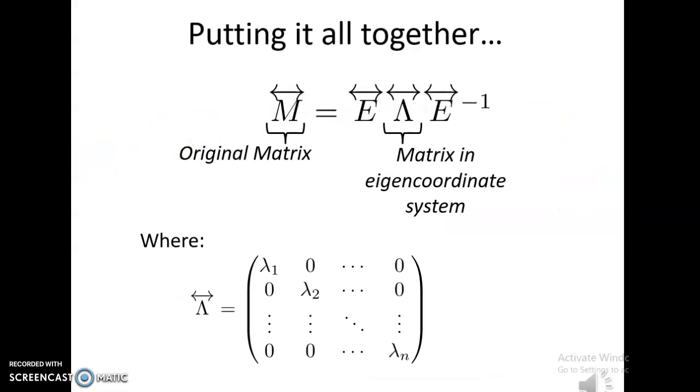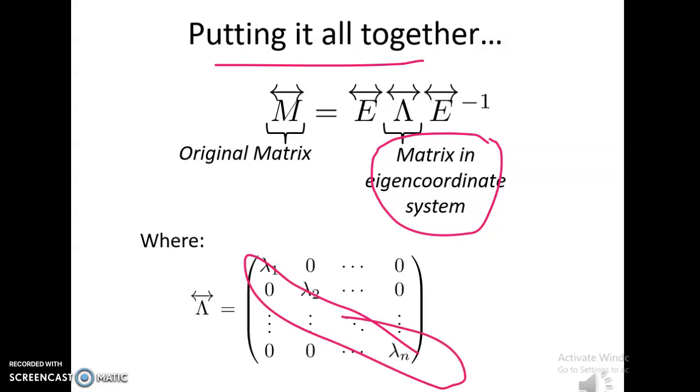Putting it all together, the original matrix M is reformed back to its original form: E lambda E inverse. Lambda is the matrix in the eigen coordinate system, a diagonal matrix with lambda 1, lambda 2, up to lambda n.